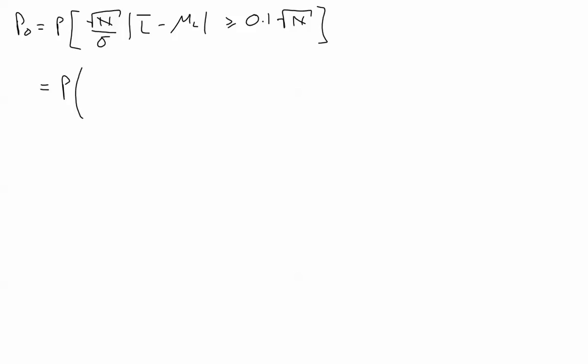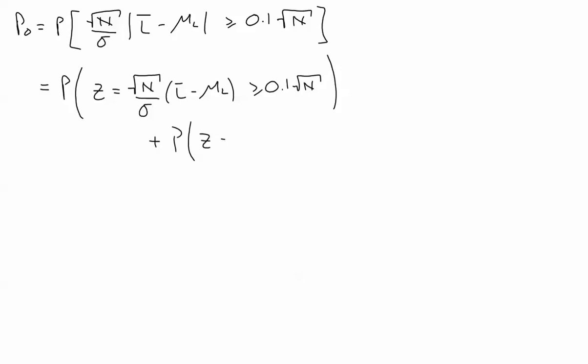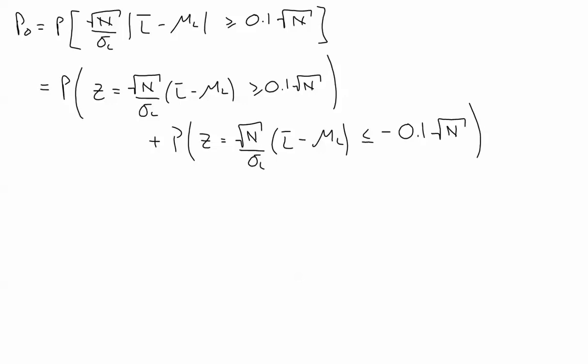This is the probability that z equals square root of n over sigma L times L bar minus mu L is greater than or equal to 0.1 square root of n, plus the probability that z equals square root of n over sigma sub L, oops, I forgot my sub L's here. That's that.